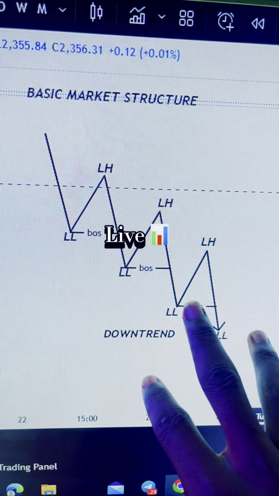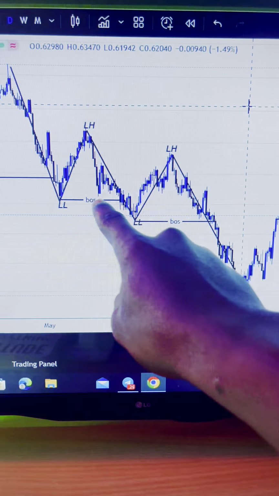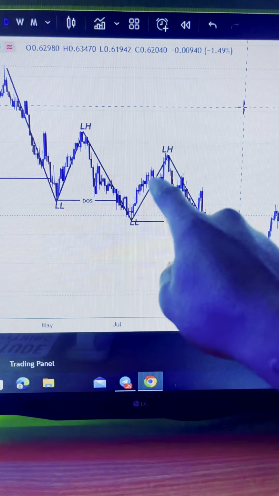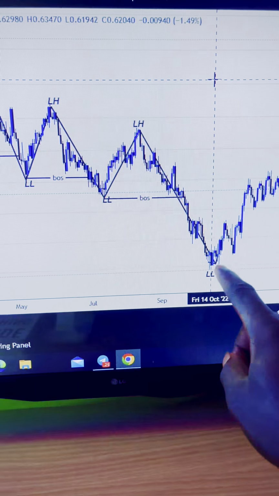This is a live example. This is Australian dollar USD, the daily time frame. See the market leaves here, comes down, made a lower low, made a lower high, comes down, break structure, make a lower low, instantly make a lower high back, break structure, and goes down, make a lower low.